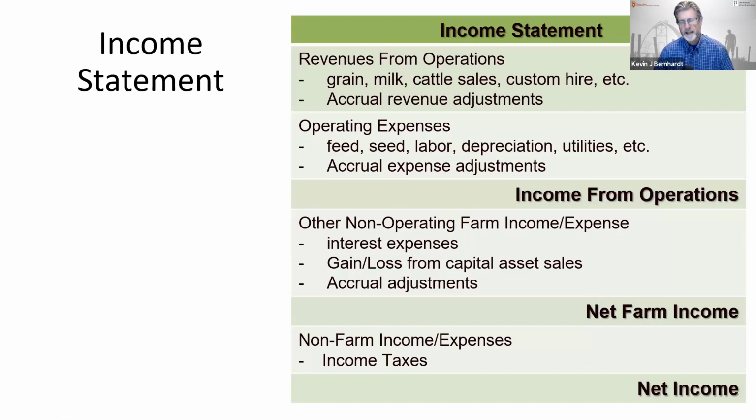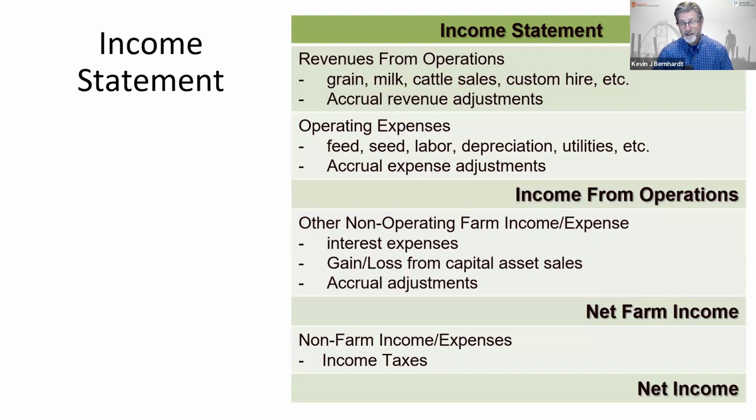Gain or loss from capital asset sales. If I have a $200,000 tractor that I originally purchased, and now through depreciation, it's down to say $100,000, and I sell that tractor for $120,000, then I have a $20,000 gain. That's $20,000 more in my pocket compared to what I paid for that tractor and what I've depreciated out. So that is a gain. That's income, and that's referred to as a gain on a capital asset sale.